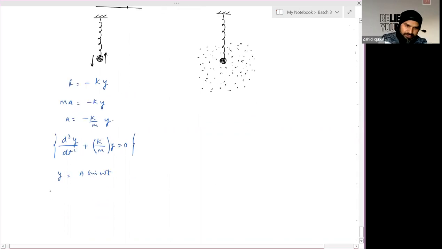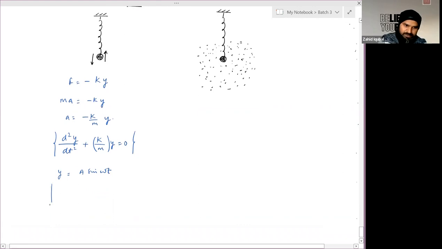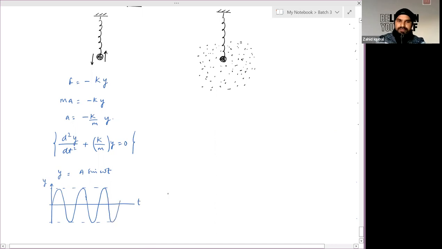So if you plot the variation of displacement versus time for this part, y versus t, it will be like this. It means if there is no change in amplitude, that will be called undamped oscillation.